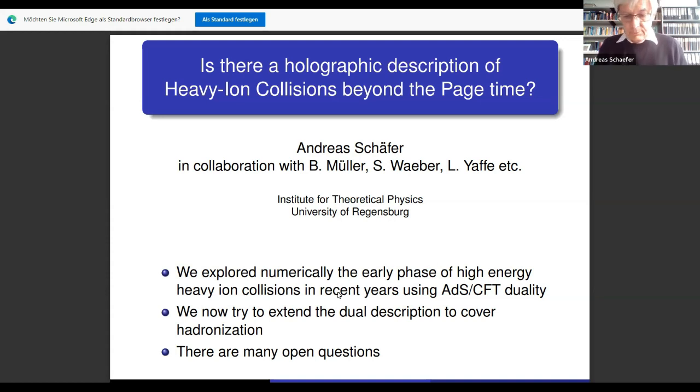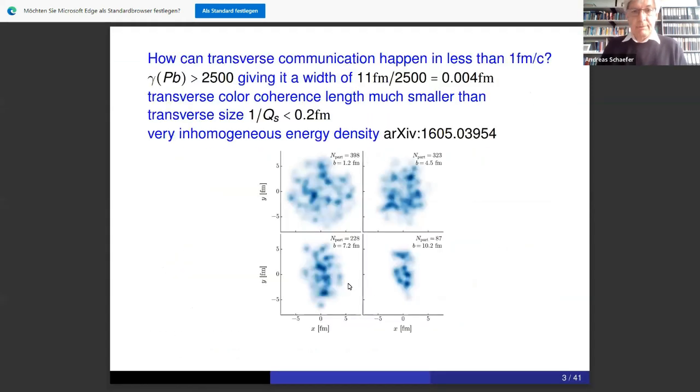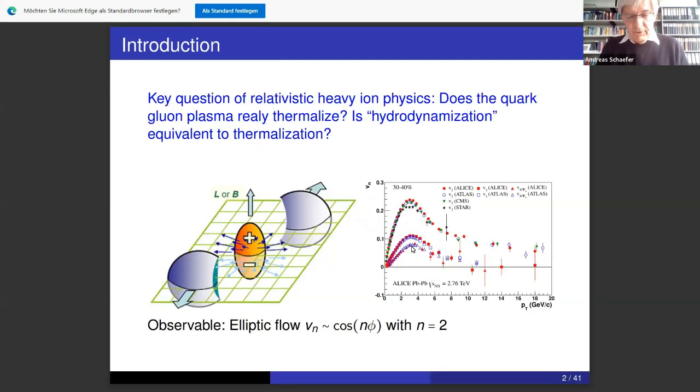So the key question in heavy ion physics is basically you shoot these heavy ions on top of one another. You want to know whether you really produce a thermalized system such that you can analyze, for example, the situation which you had in the early universe. And you can look at that, for example, by looking at the hydrodynamic expansion of this matter.